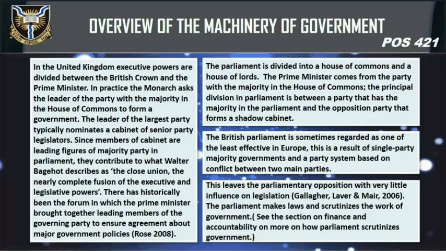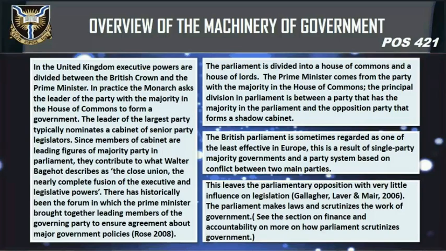The cabinet has historically been the forum in which the Prime Minister brought together leading members of the governing party to ensure agreement about major government policies, according to Rose, 2008. The Parliament is divided into a House of Commons and a House of Lords. The Prime Minister comes from the party with a majority in the House of Commons. The principal division in Parliament is between the party that has the majority and the opposition party that forms a shadow cabinet.